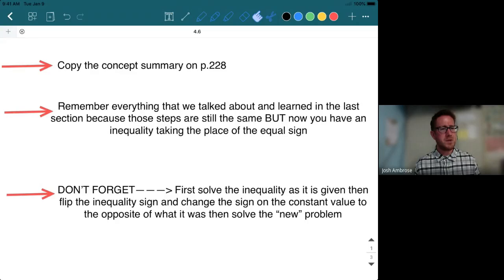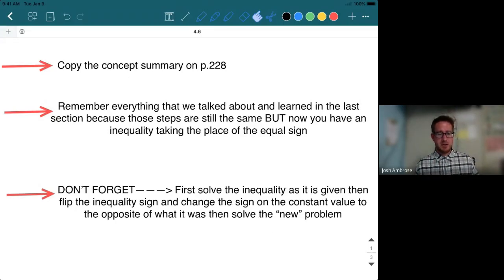So everything that we're talking about, a lot of this you have learned not only in the last section, but in the last chapter based upon the steps. But that last section, though, is extremely important to grasping this section. It's just that now we're replacing an equal sign with an inequality sign, which is one added step.